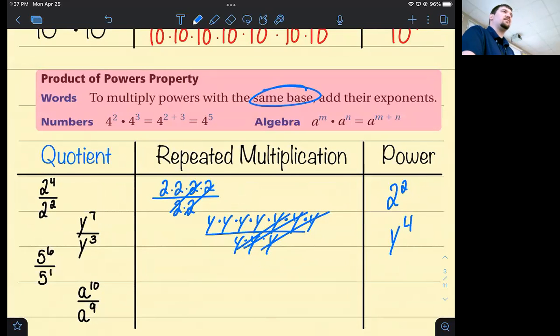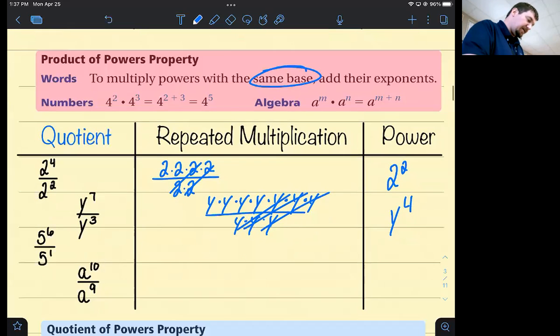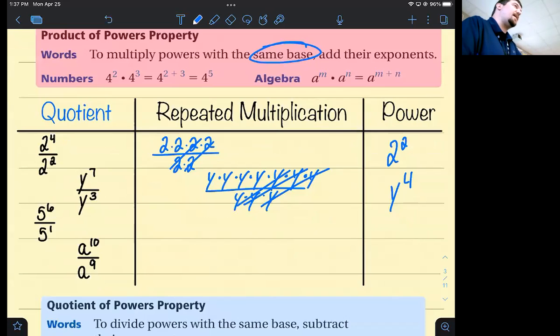Do I need to go on? What's the pattern here? What am I doing, Deegan? Exactly. I'm going to subtract the exponents. These two 2's are going to cancel out 2 of these. These 3 y's will cancel out 3 of the 7 on top and leave me 4, right? So I'm just subtracting. So 5 to the 6th divided by 5 to the 1st is 5 to the what? 5th. A to the 10th divided by a to the 9th is a to the first power.